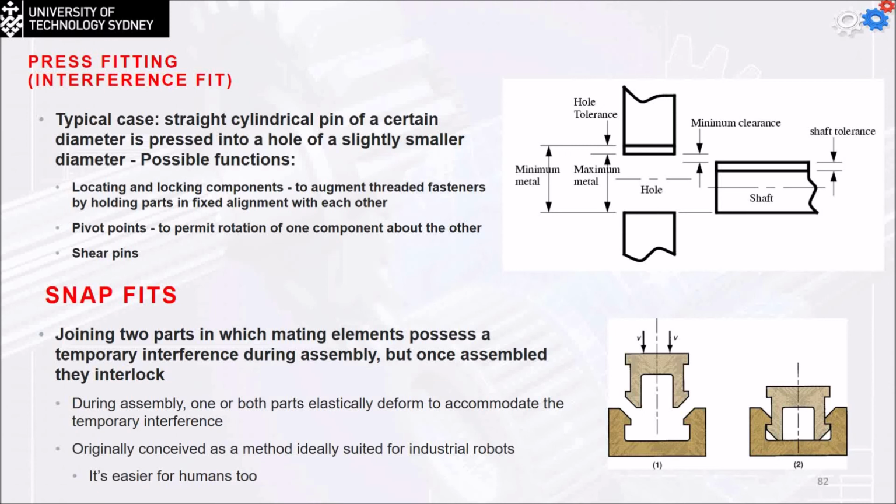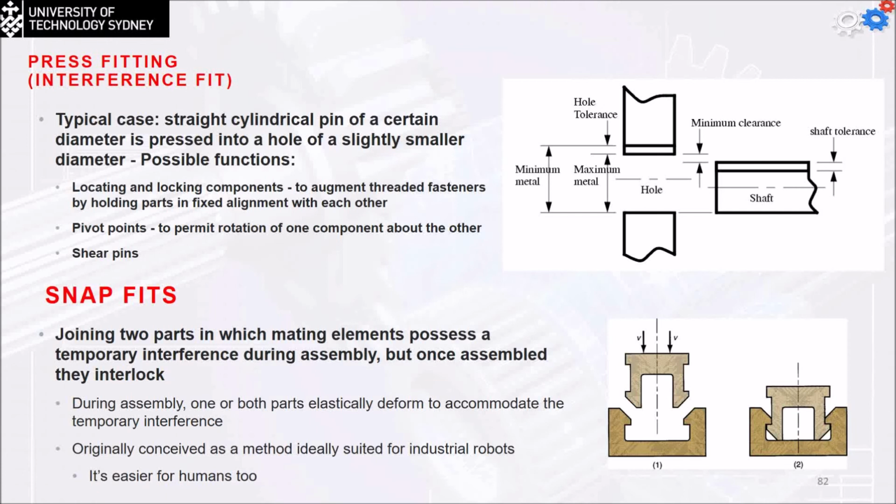The snap fit, now usually this one is used for plastic parts, but still it's possible to use it for metal. It's the joining of two parts in which the mating elements possess a temporary interface during the assembly, but once assembled they are interlocked together. During the assembly, one or both of the parts are elastically deformed, and then go back to the original shape to accommodate the temporary interface.